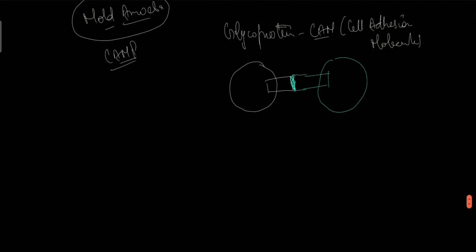So in the next video we will be talking about cell junction. So what is a cell junction? Cell junction will give us a more permanent and stable adhesion, which CAM-associated adhesion will not be able to give.